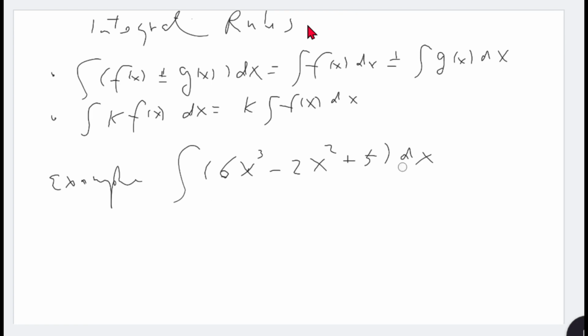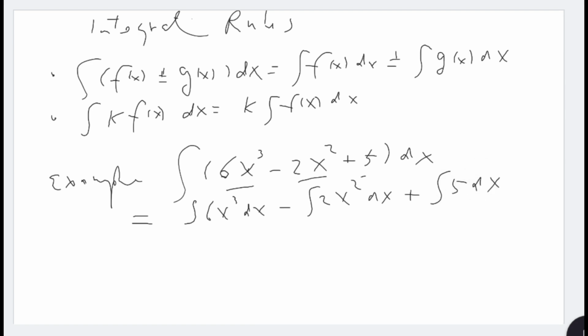Let's see a simple example, to see how we apply these rules. First, we see there are three terms involved. According to the first rule, we just integrate through. We integrate the first term, the second term, and the third term. Now I'm just showing how this rule works. Later on, we're not going to write this step. We'll just go ahead and integrate each one right away. This is just to show the rule in play.